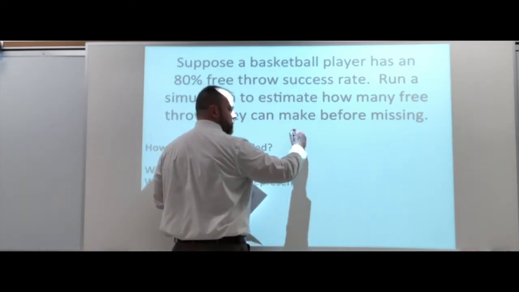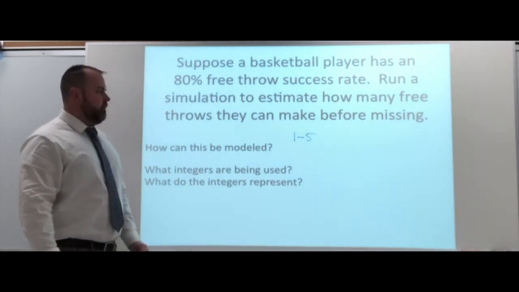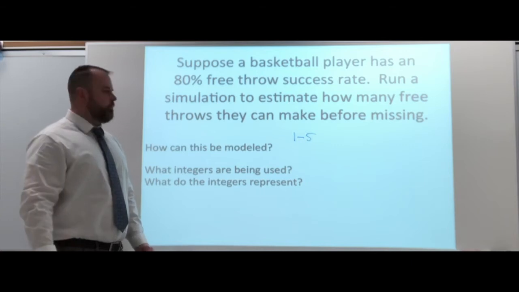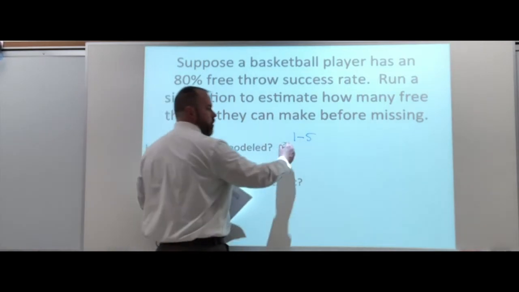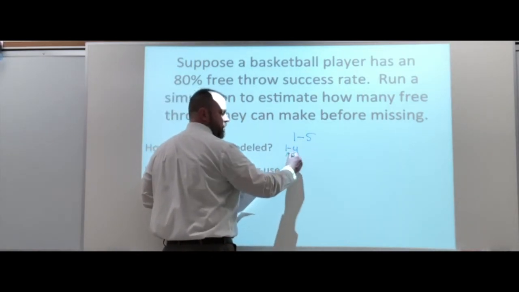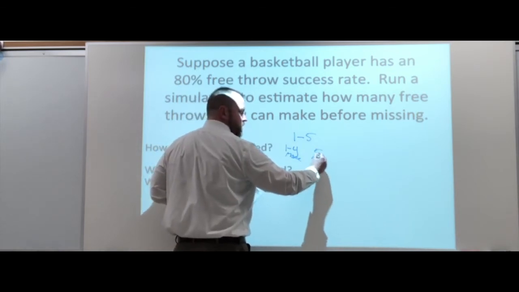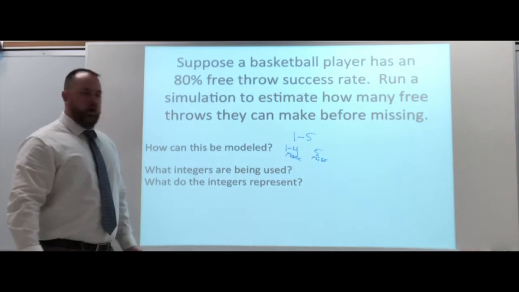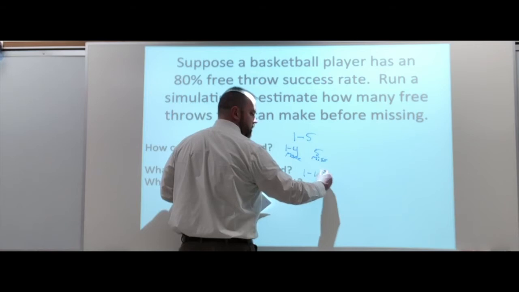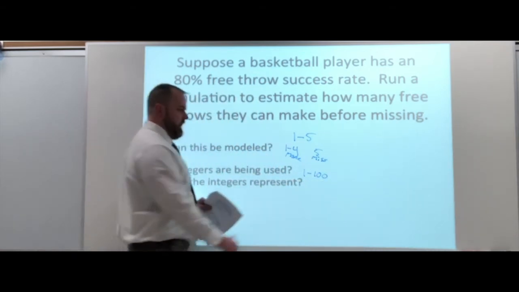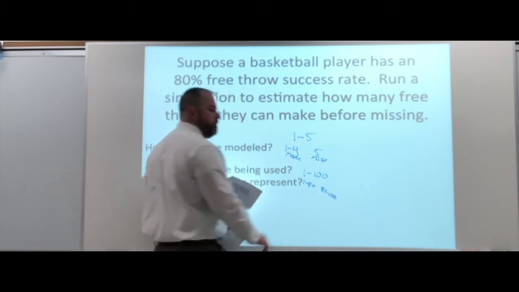We could use 1 to 5. That would work, and we can make 80%. You can say 1 to 4 is a made shot, and if a 5 shows up, that's a miss. So that's one way you could do this. You could also do 1 to 100, with 1 to 80 being made, and 81 to 100 being missed.